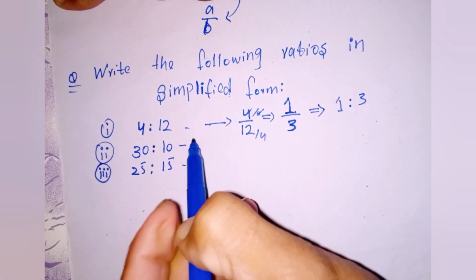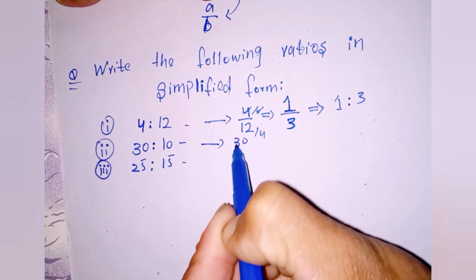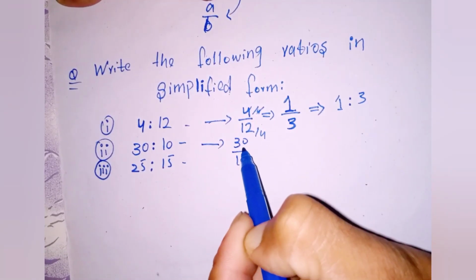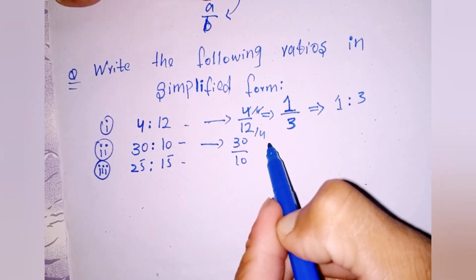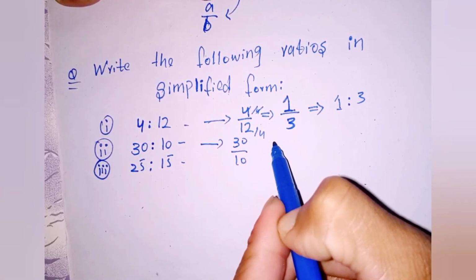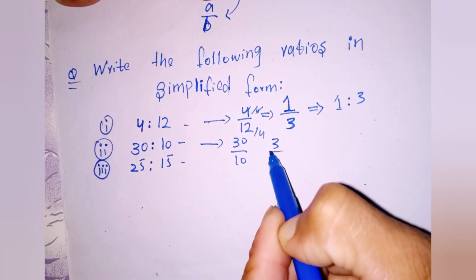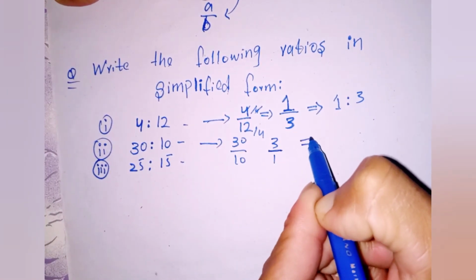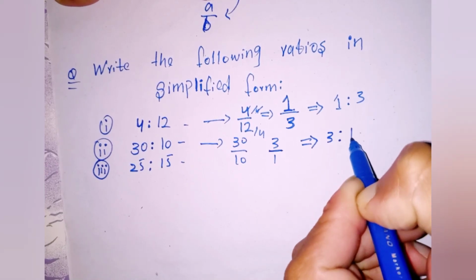Another one is 30 ratio 10. If you want to write this in a fraction form, and we divide both sides by 10, we get 3 divided by 1. And if you want to write this in a ratio form, here we get 3 ratio 1.